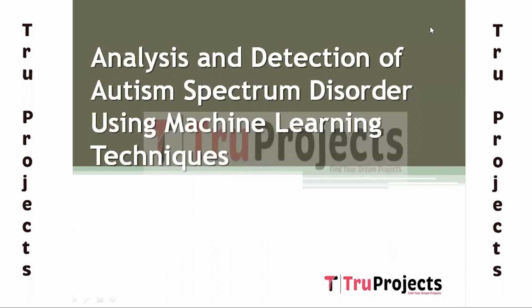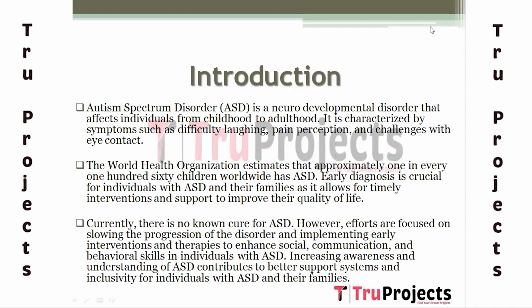To explain about analysis and detection of autism spectrum disorder using machine learning techniques. Introduction. Autism is a neuro-based disorder which will affect the human brain from childhood to adulthood. And this disorder makes a person laugh unnecessarily, feel no pain, be unable to make eye contact, and many more disorders. 1 in 160 children around the world are estimated by the World Health Organization to have an autism spectrum disease. There is currently no known treatment for ASD.